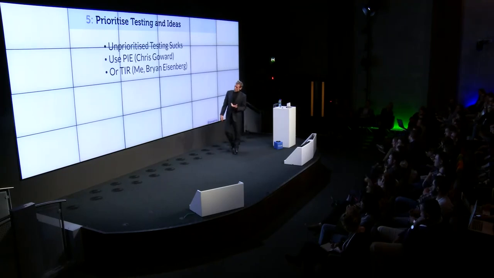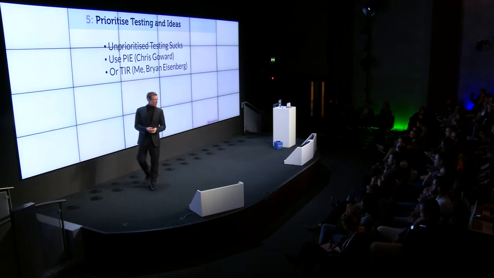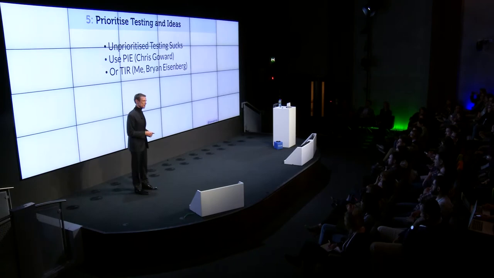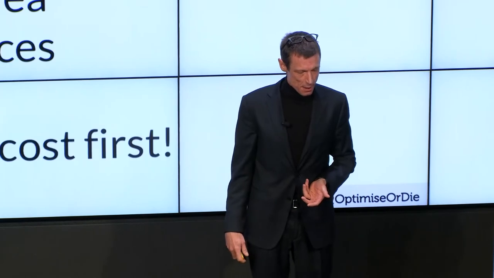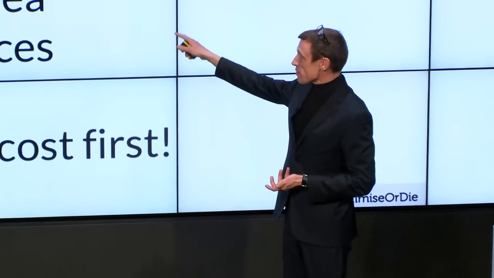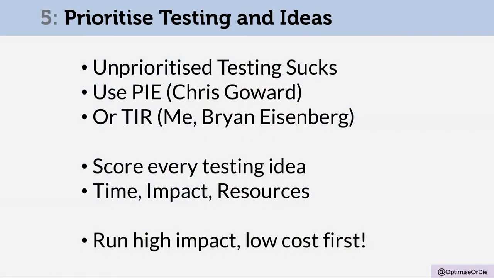And this is an important point about prioritization. Don't just do random testing. You can have lots of test ideas, put them in a bucket, but prioritise them. It's like a triage nurse at a hospital. She wants to work out who's most at risk of dying first, and will treat that patient first, and you need to prioritise testing ideas. So score every testing idea. There are two I would recommend, PIE and TIR, and then you run the high-impact, low-cost stuff first.